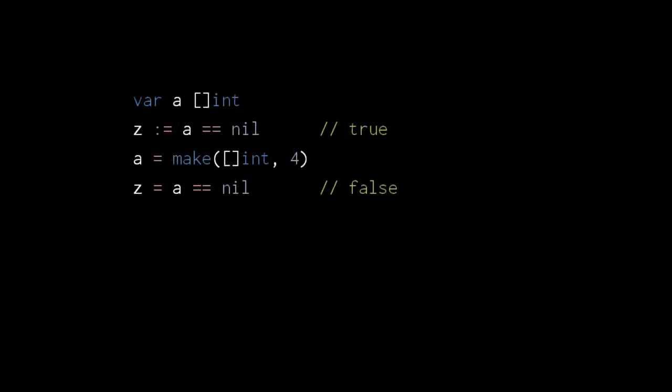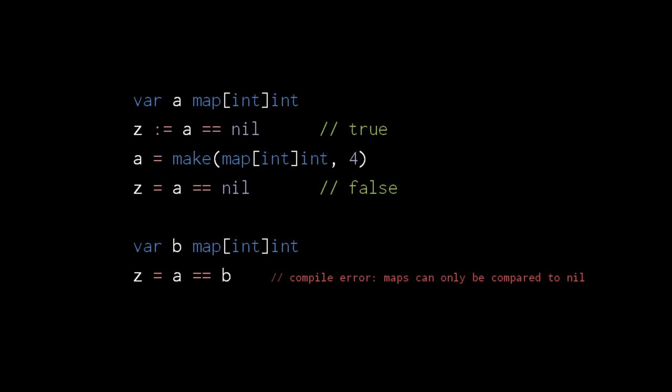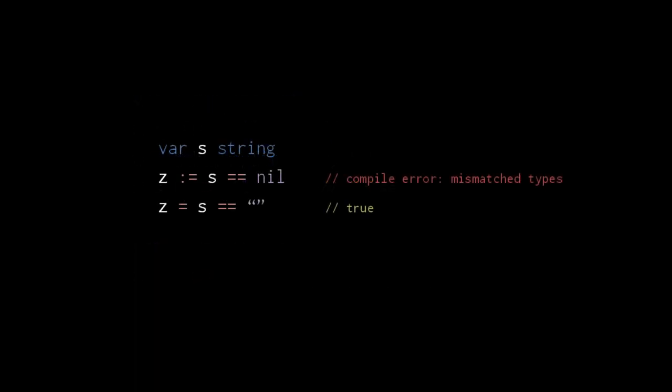Zero value slices test equal to nil, and in fact, we cannot test slices for equality with any value other than nil. The same is true for maps. We cannot test this map variable a for equality with map variable b, even though they both reference maps of the same type. The only thing we can test a map for equality with is nil. String variables, on the other hand, can never be nil. The default value of a string variable is an empty string.